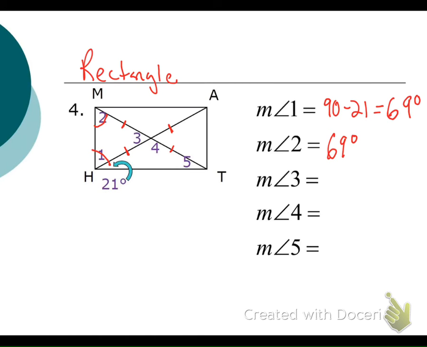That brings us to angle 5. We know that one also has to be 21 because opposite angles of congruent sides are congruent. Yep.